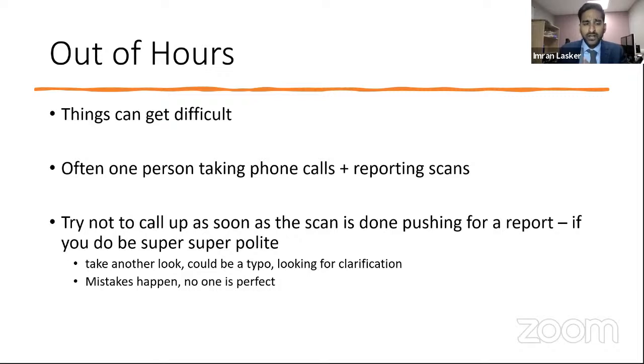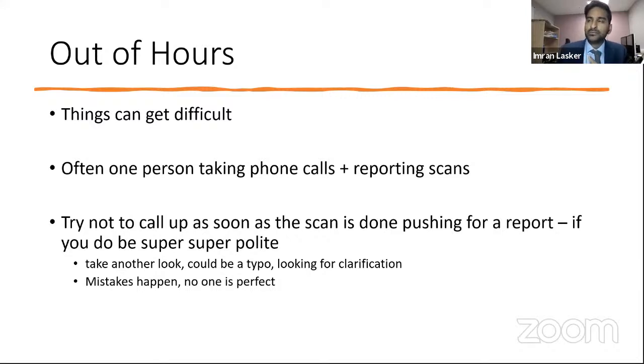What you'll find is that out of hours, things can be really difficult for everyone. Usually you'd have one radiologist, maximum two, covering the entire hospital. The surgical team will contact you, you've got phone calls from the A&E team, there are loads of phone calls, and you're trying to report loads of scans. It can get really difficult sometimes from the radiologist's point of view.